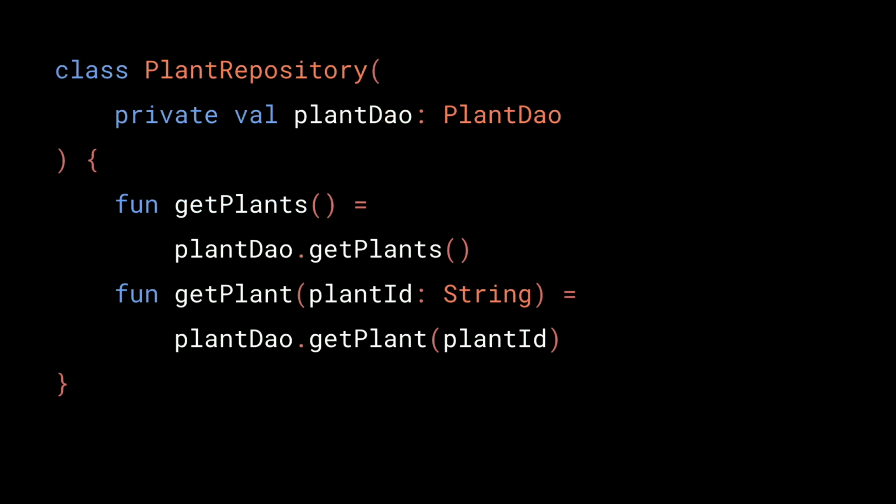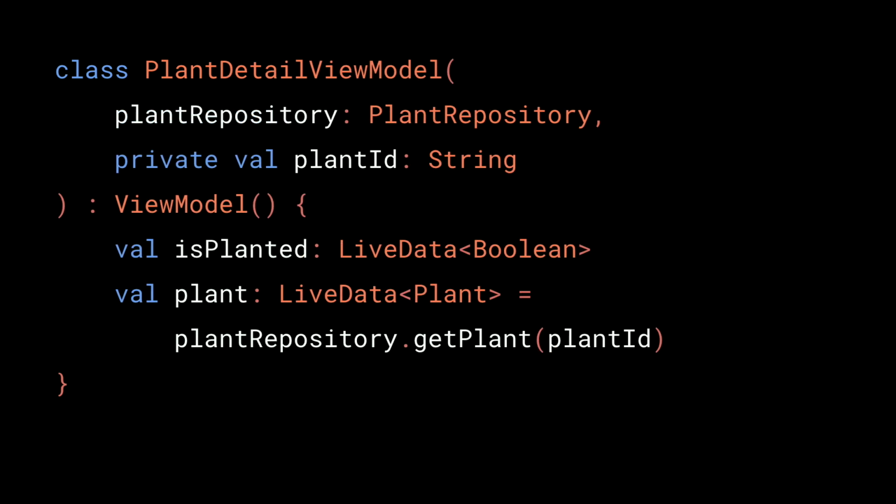From there, we move a little bit higher on the stack to our repository. Now, the repository is the gateway between our data layer and our view model. In our case, we're using the database as our data layer, but it can easily also be the network or the file system. And in here, this is a single source of truth for our plant data, and so this can be used by different view models. For example, the plant list view model will use the getPlants method to get an entire list of plants, or the plant detail view model will just get a specific plant. And so we'll move on to the plant detail view model.